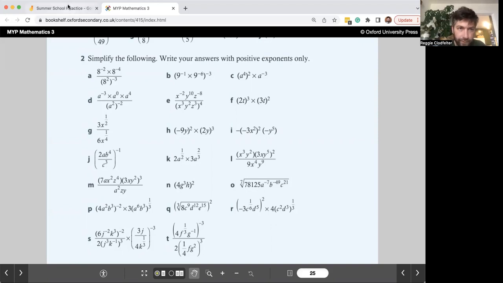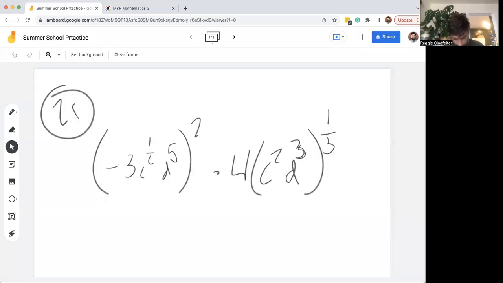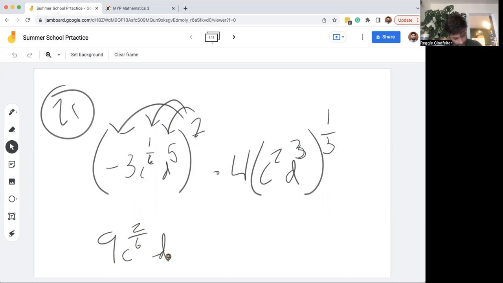So this first part, I'm going to apply the power of a power rule to every part of this. Okay, so negative 3 squared is 9. This is c to the 1/6. So 1/6 times 2 is 2/6. So I'm actually going to have c to the 2/6, not 2/3, but 2/6. We're just going to simplify, actually I'll just leave this 2/6 so you can see it. And then d to the 5th squared, I multiply 5 and 2, and we get d to the 10th.